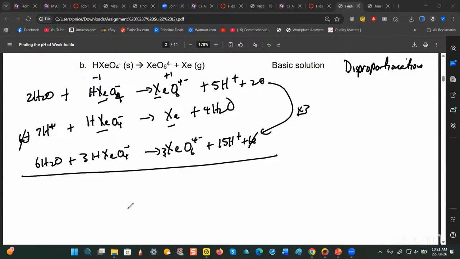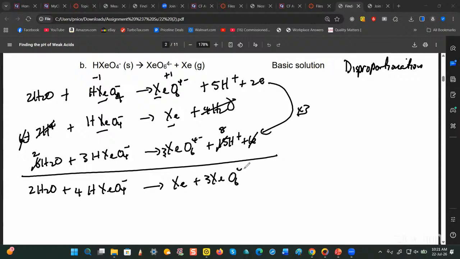So what else would cancel out? 4 waters. Okay, yep. These 4 water molecules will cancel out 4 of these, leaving behind 2. What else? These 7 hydrogen ions will cancel out 7 of these, leaving behind 8, right? And therefore, we write down what's left. 2 H2O plus, now, because these 2 are on the same side, we have to add them. So that will give you 4 HXeO4 minus. And then on the product side, you're going to have Xe plus 3 XeO6 4 minus plus 8 H plus, and that should be the balanced equation at this stage.